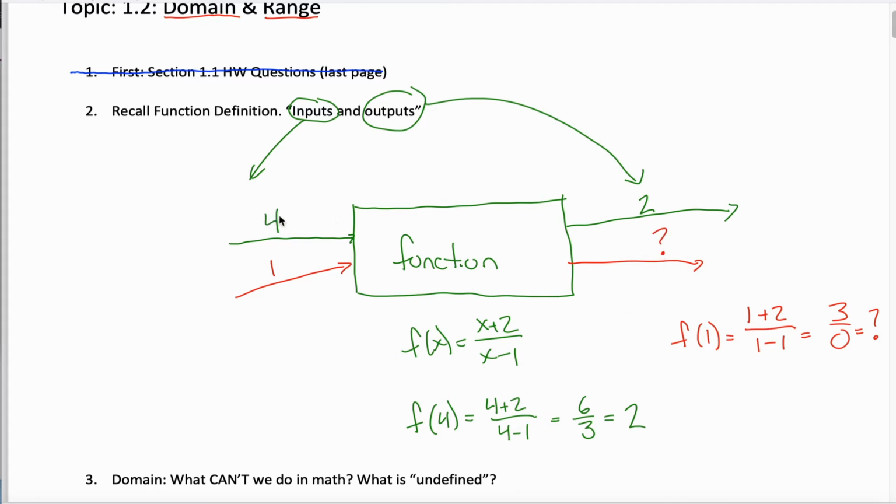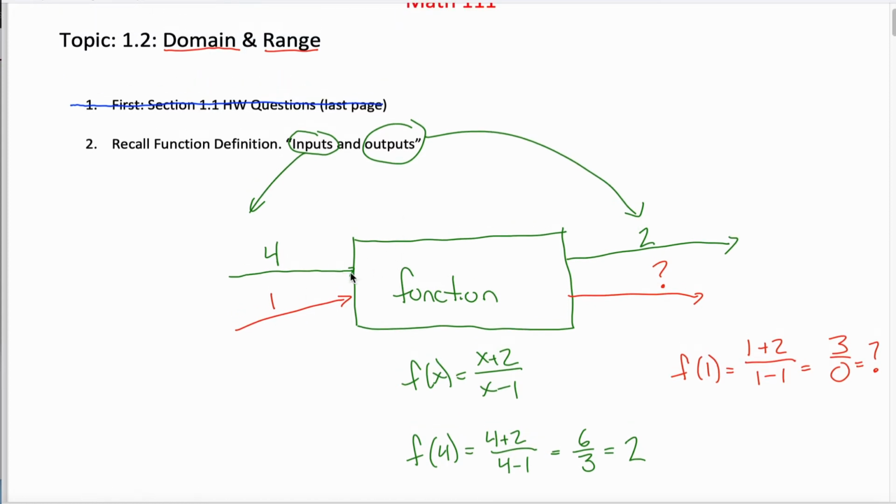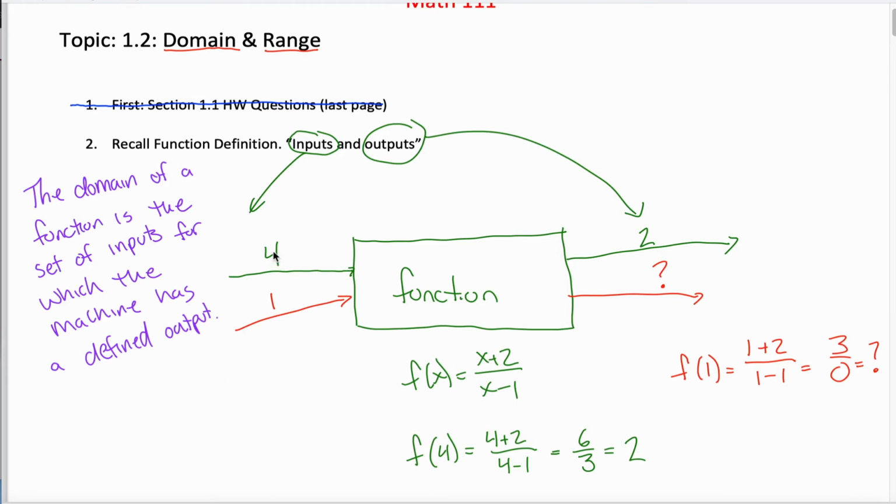4 is a good input into this machine. 1 is a bad, in some sense, input into this machine. You might be interested in what inputs are good inputs and which ones are bad inputs. Well, that's where domain and range come into play. The domain is the set of all the numbers that you can put into your machine. That's it. If you want to write it a little bit more carefully, the domain of a function is the set of inputs for which the machine has a defined output.